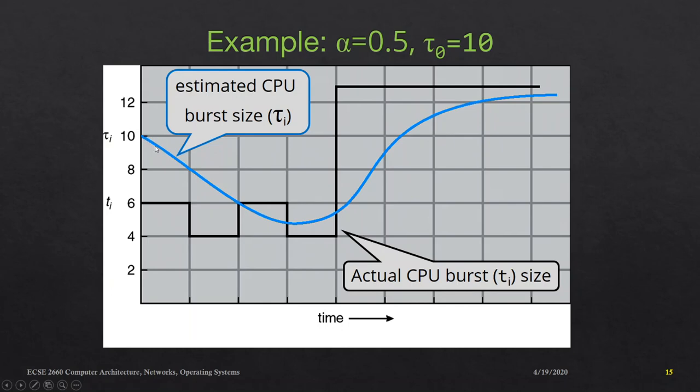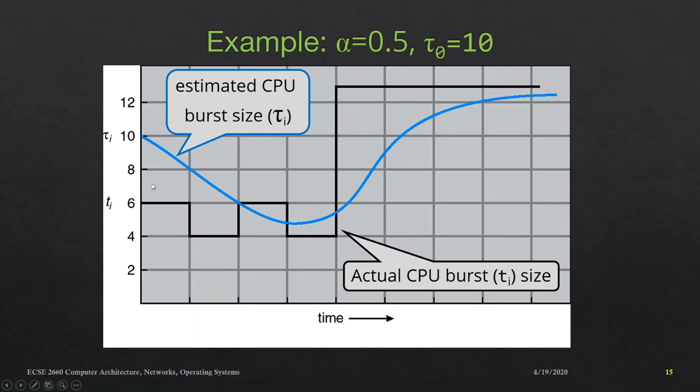Because we chose the initial predicted value to be 10, the blue line starts with 10, but the actual one is at 6. So let's see what happens at time step 1. That's the first grid line here. At the first grid line, we are going to scale the predicted value that we obtain over here. Half of it is going to be the actual value 6, and half of it is going to be the earlier predicted value 10.